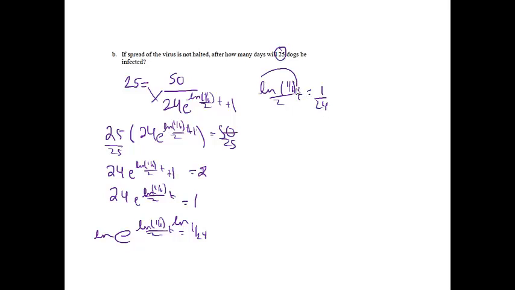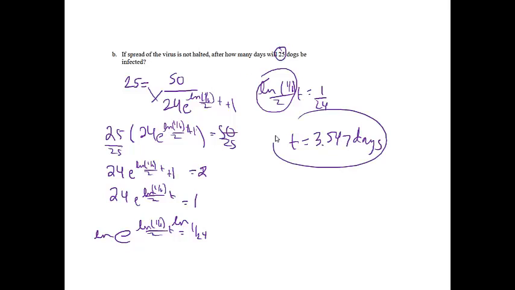And then we can divide both sides by this value right here. And when I do that, I'll get t equals 3.547. And my units, it said how many days. That is how many days it will take.